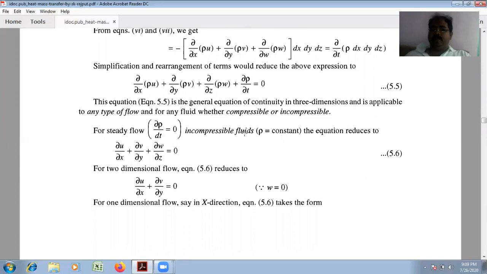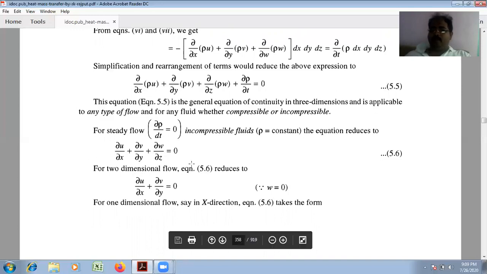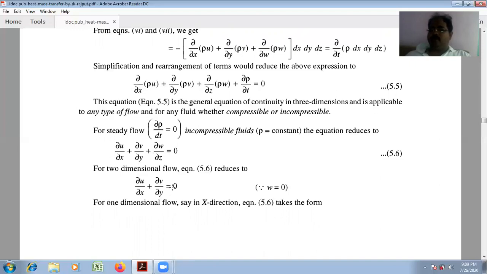Then for incompressible fluid, rho is equal to constant. Then the equation reduces to del u upon del x plus del v upon del y plus del w upon del z is equal to 0. And for two-dimensional flow, the equation is converted into del u upon del x plus del v upon del y is equal to 0.